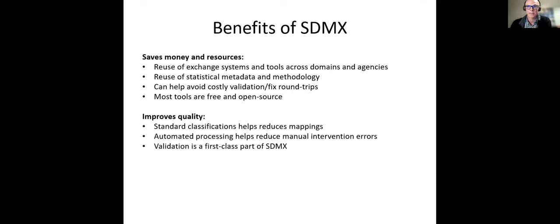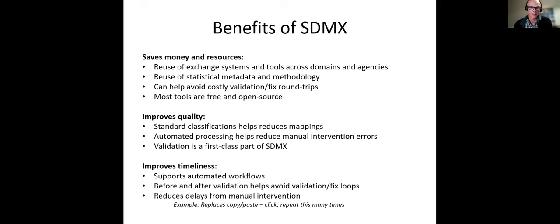It is meant to improve quality. So a lot of the control vocabularies are based around standard classifications, which of course a lot of work has already been done there. So we have control vocabularies that take ISO classifications, things like that. The automated processing which it enables helps reduce manual intervention errors, so therefore improving quality. And as I said, validation is a part of the standard.